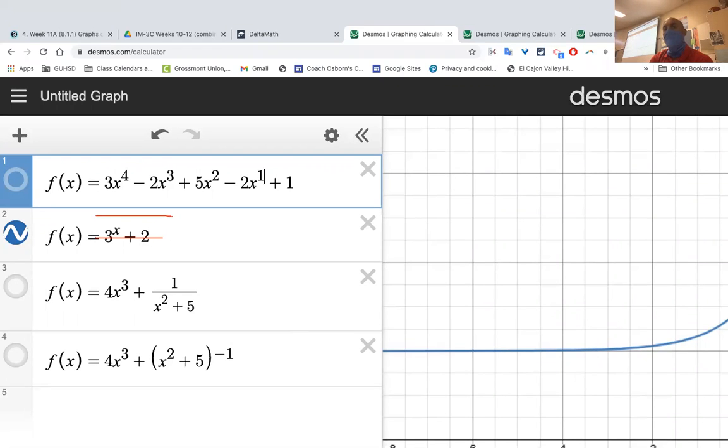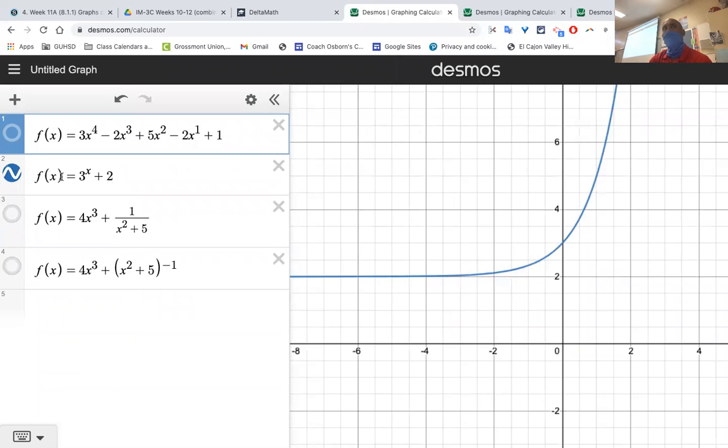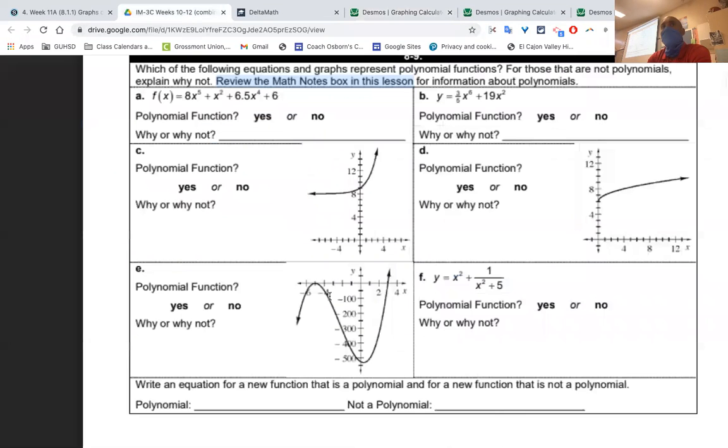Okay, and let's look at what the graph looks like for that one as well. So the graph for that function looks like this. So this 3 to the x, it's flat, and then it goes straight up. This is called an exponential. And if you guys look at your homework, hint, hint, look at letter C. It's flat, and then it goes straight up.